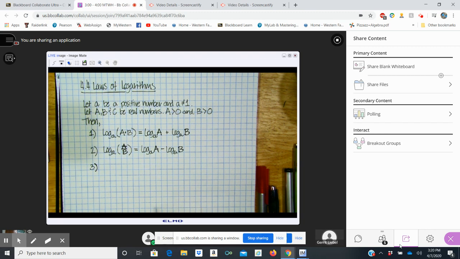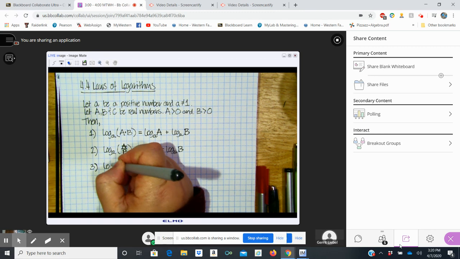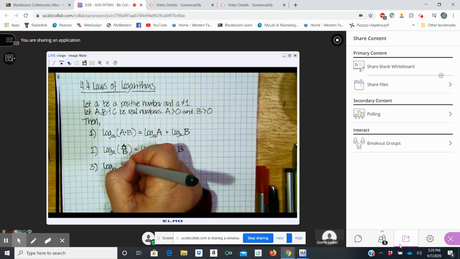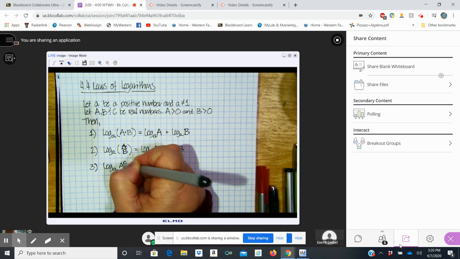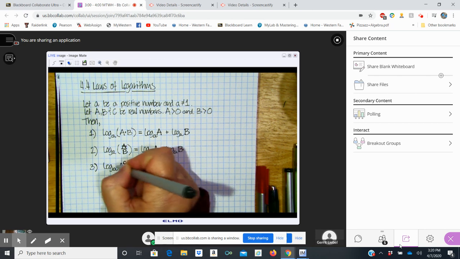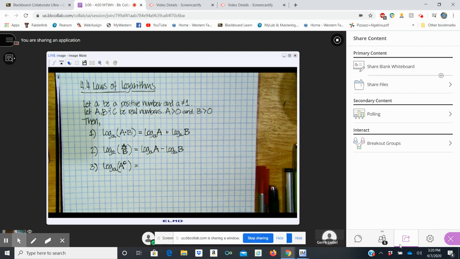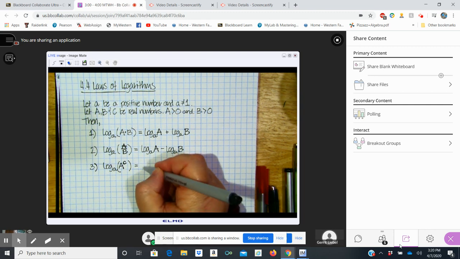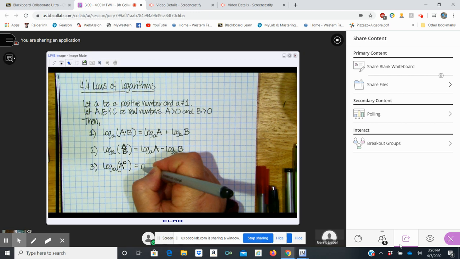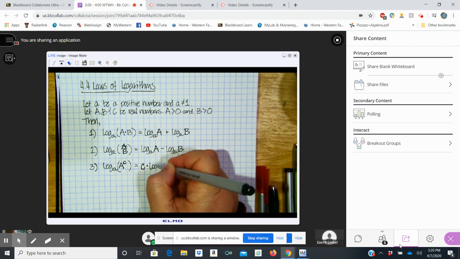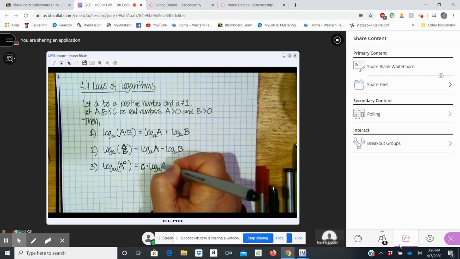The third law says if you have log base a of some number A taken to a power C, remember A had to be positive, but C could be anything. This is the same as pulling that value of C out front and multiplying it by the log base a of that value.